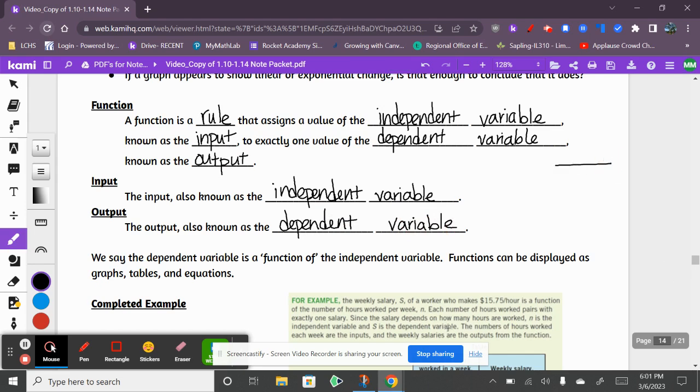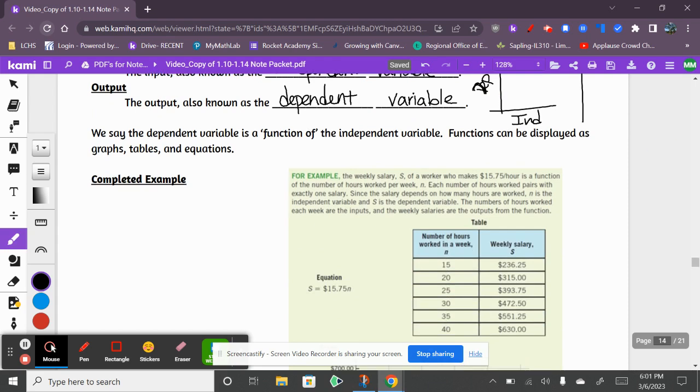And if we think of it in a table, almost always we have our input on the left and our output on the right side. When we have our graphs, the independent variable or the input will be on the bottom, and the dependent variable or the output will be along the side. We can say that the dependent variable is a function of the independent variable. Functions can be displayed as graphs, tables, and equations. I kind of also like to think that the dependent variable is a response to the independent variable.